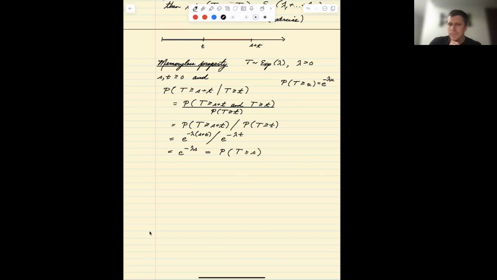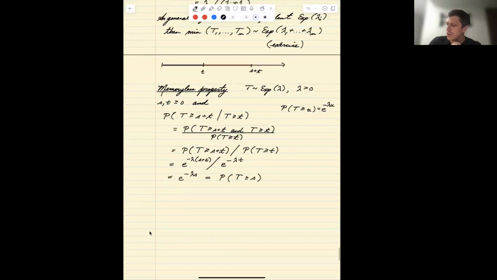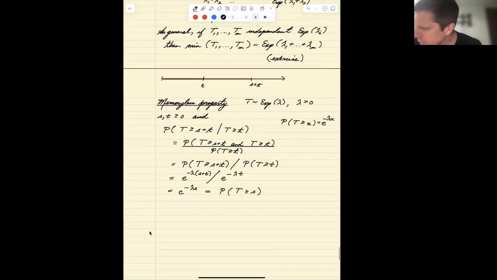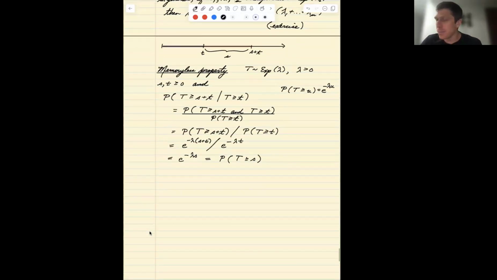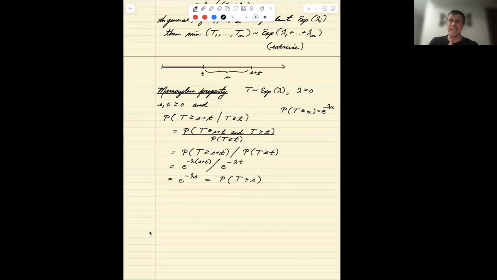So the moral of the story is that once we've waited t units of time, we're asking what's the conditional probability that we have to wait an additional s units of time or more? Well, it's just the probability that we originally had to wait s units of time, right? So this is what's called the memoryless property, because what it's saying is that it doesn't matter how long you've waited so far.